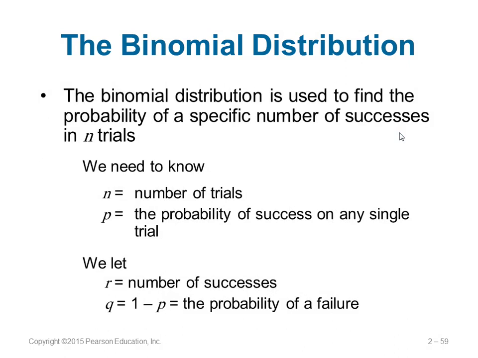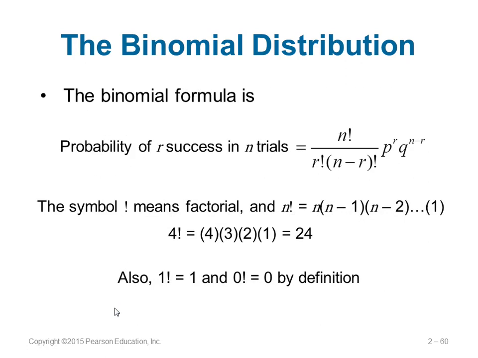So in the case of binomial distribution, what are we trying to find? We are trying to find the probability of a specific number of successes in n trials. Let's say I have 10 trials. Can I have 5 successes or not? 5 times I want to have head in 10 trials. So the number of trials is n, and the probability of success on any single trial is p. r is the number of successes. q is 1 minus p; obviously failure is 1 minus the success. The probability of getting r successes in n trials is n factorial divided by r factorial times (n minus r) factorial, multiplied by p power r and q power (n minus r).